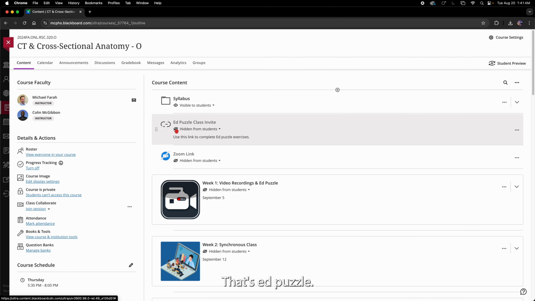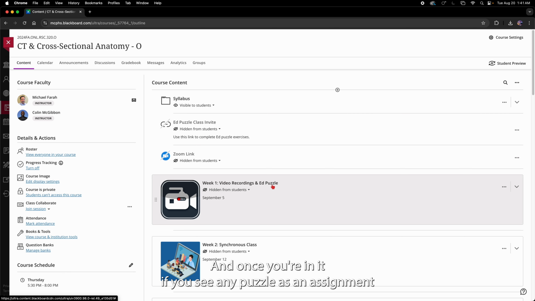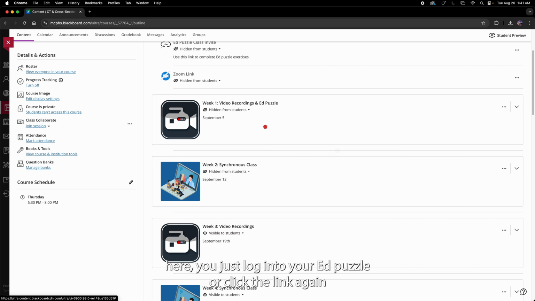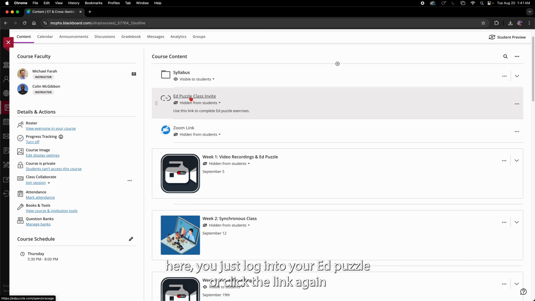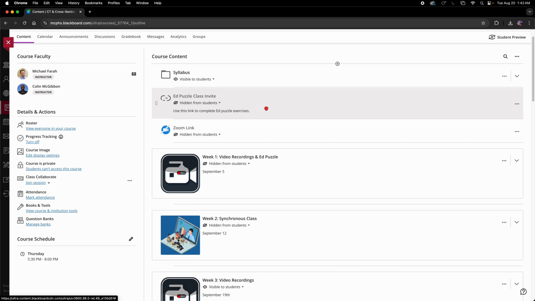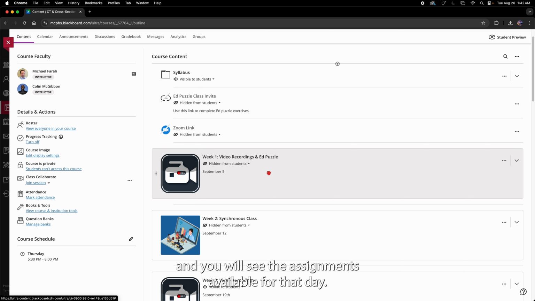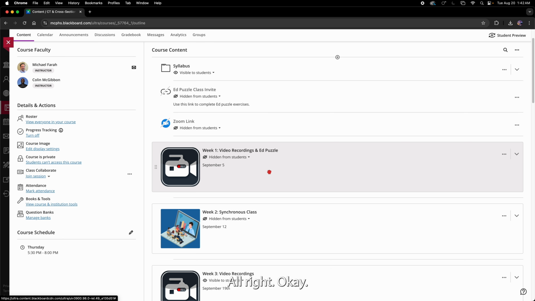All right, so that's the syllabus, that's Edpuzzle. And once you're in Edpuzzle, if you see Edpuzzle as an assignment here, you just log into your Edpuzzle or click the link again, and you will see the assignment that's available for that day. All right, okay.